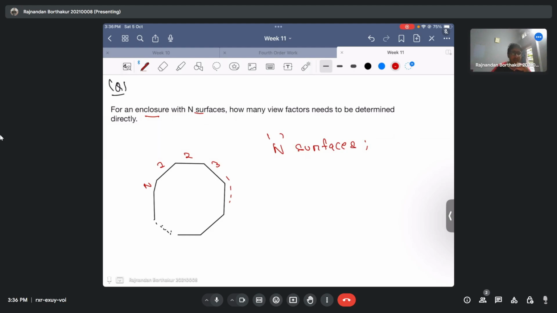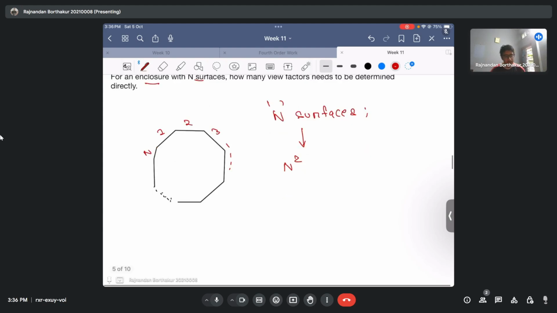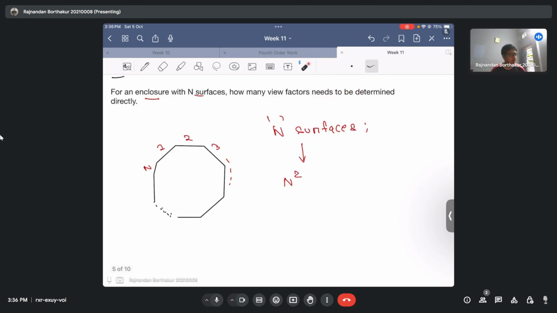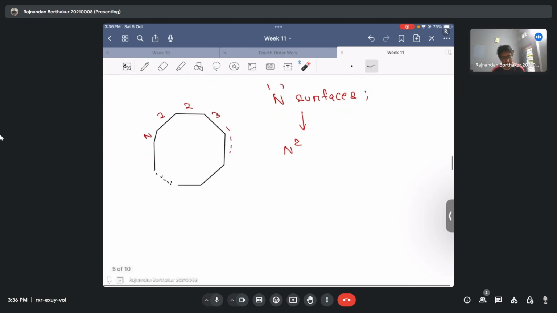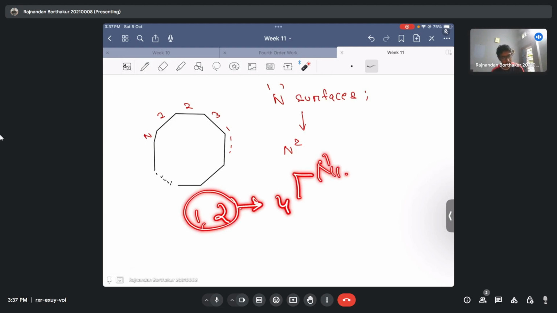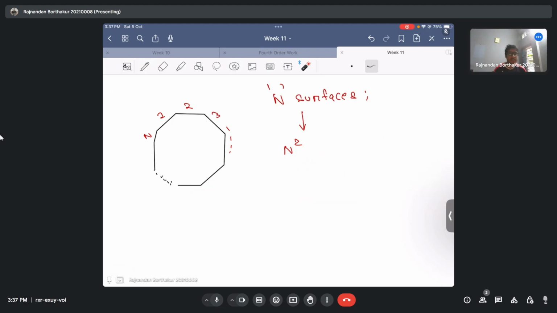So the question is, if I have n surfaces, the maximum number of view factors that can be possible corresponding to these n surfaces is basically equal to n squared. And that, of course, you can easily acknowledge, because if I have two surfaces, 1 and 2, there will be 4 view factors. That will be f11, f12, f21, and f22. Similarly, if I have 3 surfaces, there would be 9 view factors, which is 3 squared.